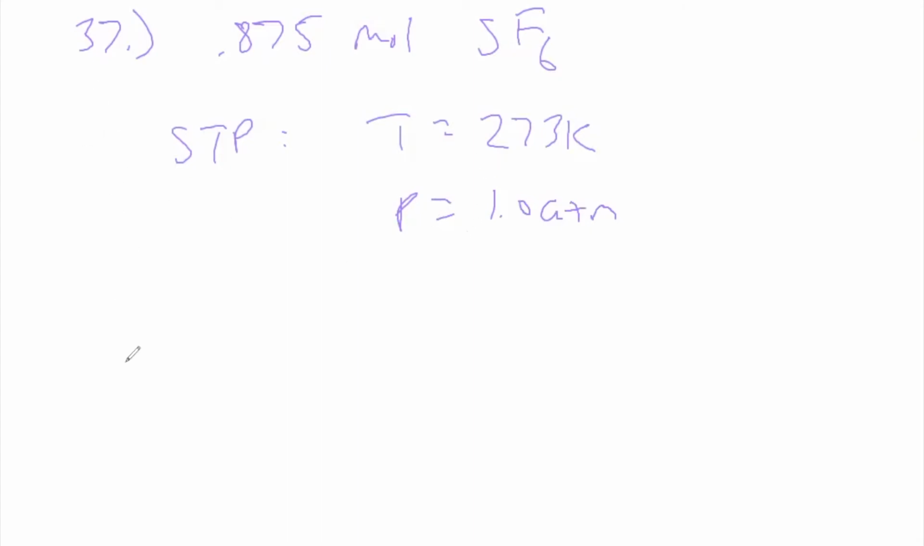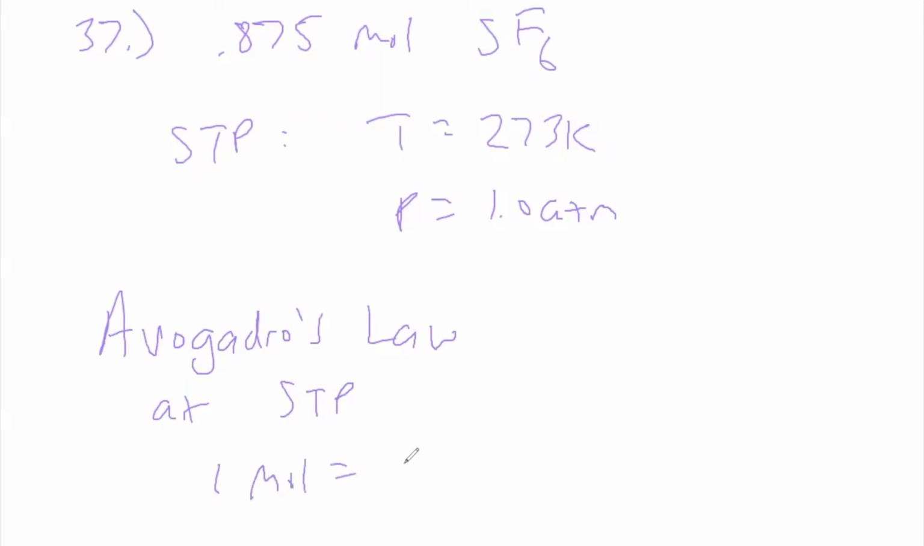Now, there's also a shortcut we could use. We could use Avogadro's law, which says that at STP, which is what we said that we're at, 1 mole of any gas equals 22.4 liters. So that would be the easiest way to solve this. You know, we could use an equation or we could use Avogadro's law. And this was a lot easier way to solve it.